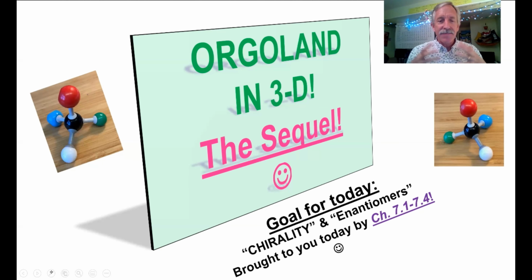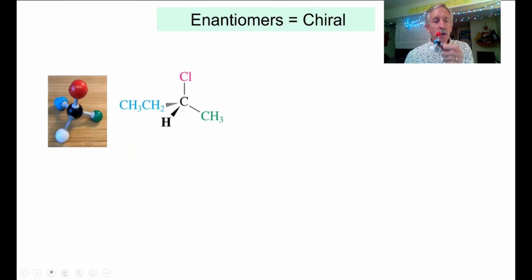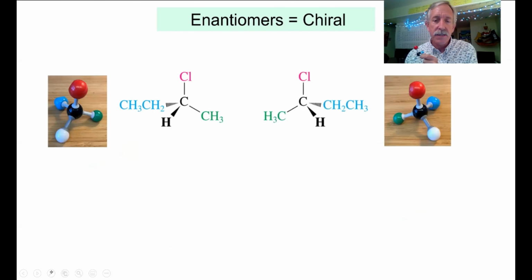All right, today we're going to look at these two models, and hopefully from last lecture you were able to build these with your model kit. So if you haven't done so, please try to create some type of tetrahedral carbon with 4 different colors attached to it. And what I'm curious about is, which model did you build? Which one of these two do you have?